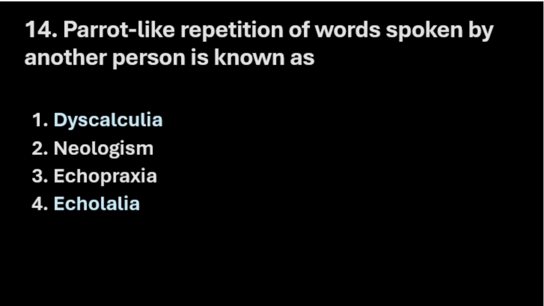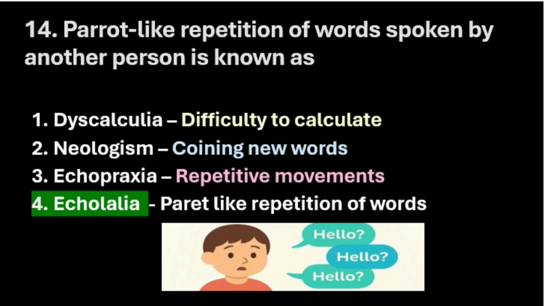Next question. Parrot-like repetition of words spoken by another person is known as option 1 dyscalculia, option 2 neologism, option 3 echopraxia, and option 4 echolalia. The right answer is option 4 echolalia. Let us see the other terms. Dyscalculia is difficulty with numbers or mathematics. Neologism is the coining of new words. Echopraxia is repetitive movements, and echolalia is repetitive words or parrot-like repetition of words.